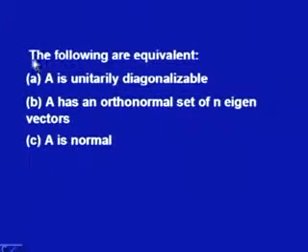Now, to prove this, we say that the following are equivalent. First, A is unitarily diagonalizable, the second is A has an orthonormal set of n eigenvectors, and the third statement is A is normal.